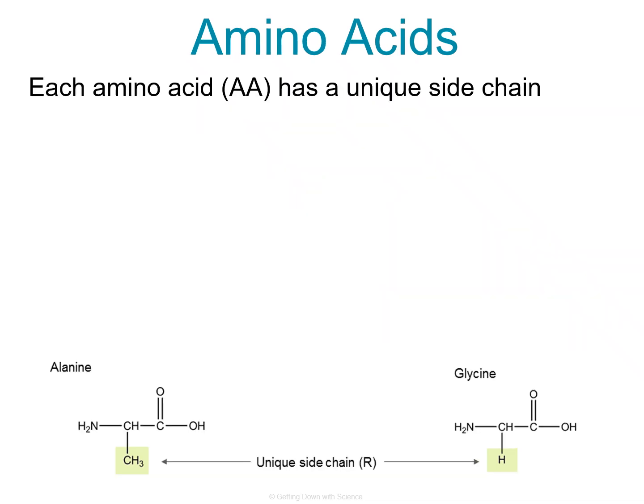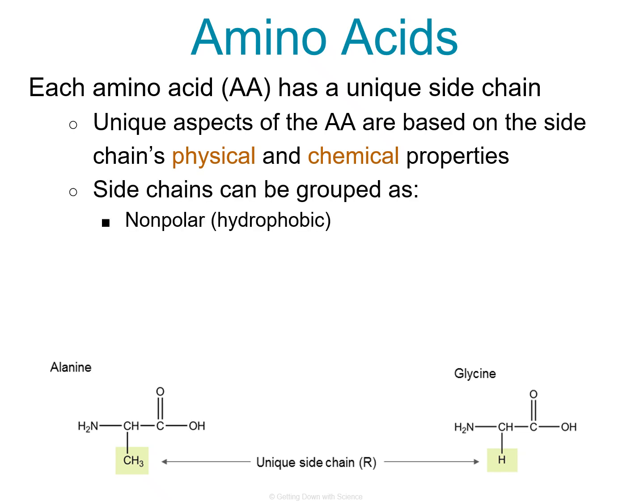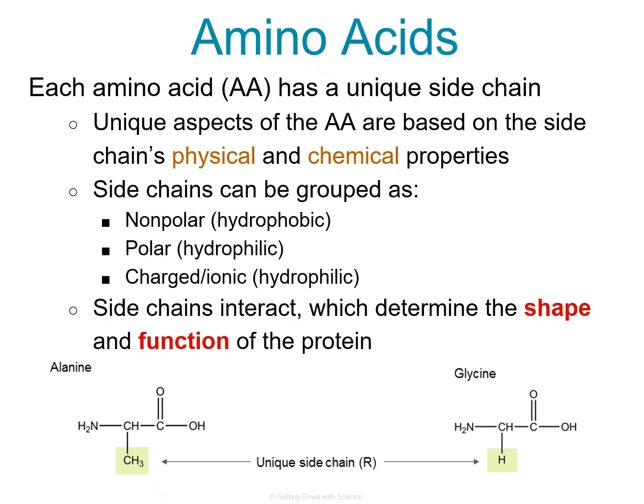So each amino acid has a unique side chain, and the unique aspect of the amino acids are based on the side chain's physical and chemical properties. So side chains can be grouped as nonpolar, polar, charged or ionic. These side chain interactions will determine the shape and the function of the protein.